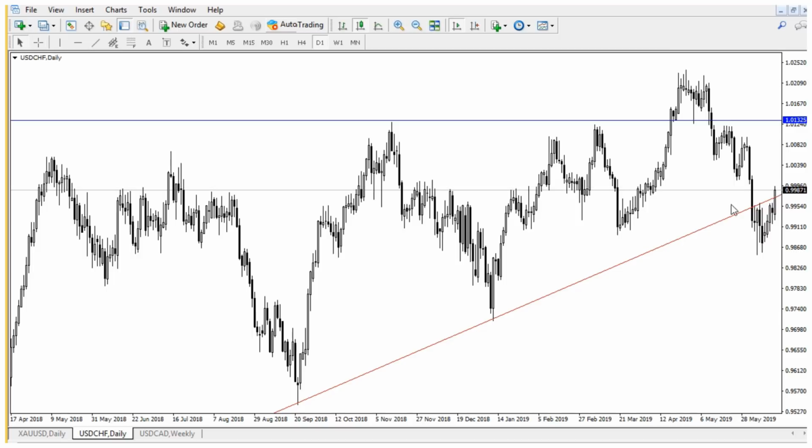It could be that this one is also a retest. If it's a retest, then this very support level would give us credence that it's a breakout from the long-term triangle. So that's it for the USDCHF and the USDCAD.